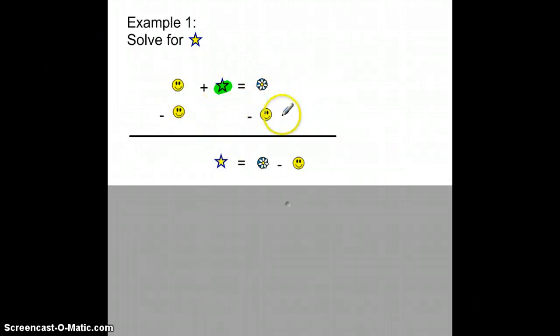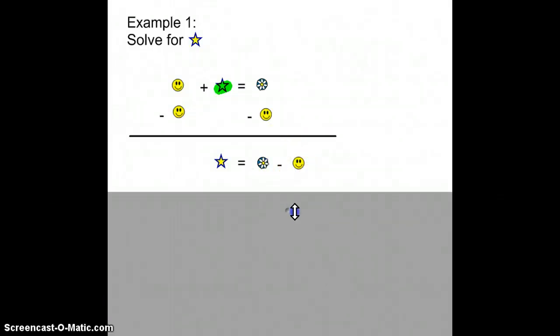On the right-hand side of the equation, we would end up with flower minus smiley face. These are not like terms, so we can't do anything with them. We can't combine them at all. We would just leave it as that. Okay, and so in fact, our final answer would just be, if it says solve for star, well, star equals flower minus smiley face. There's no way to go any further with this because they're not like terms.